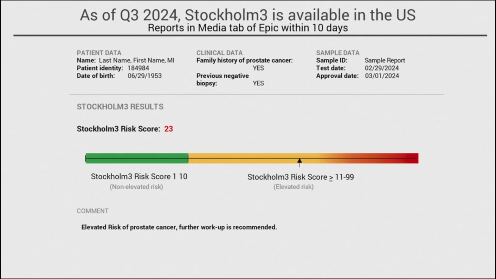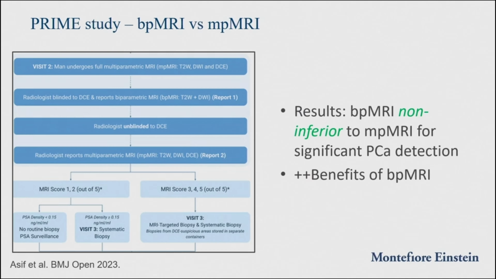There's currently an RCT that is looking to use this in the primary care setting, comparing it to PSA in a massive scale setting. I just mentioned PRIME, but PRIME was a very large study looking at biparametric versus multiparametric MRI. So the key point here is that biparametric MRI is non-inferior to multiparametric MRI for the detection of grade group 2 or higher prostate cancer.